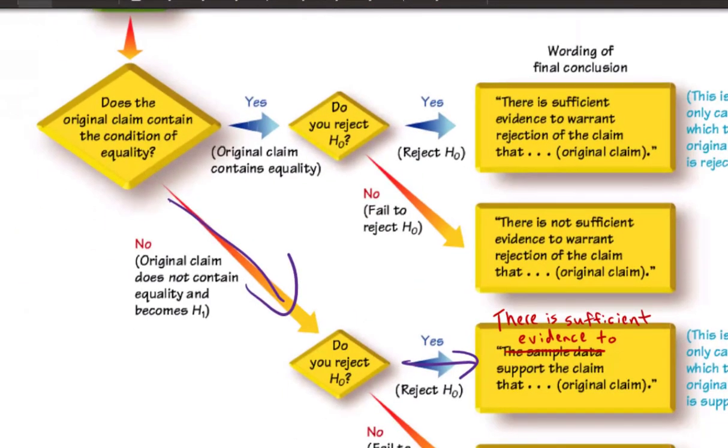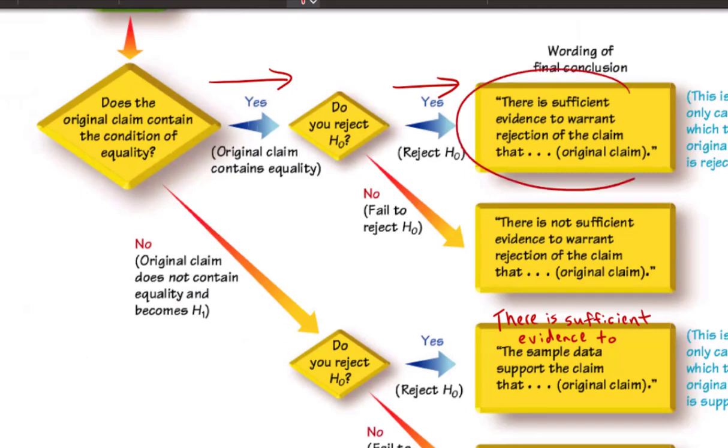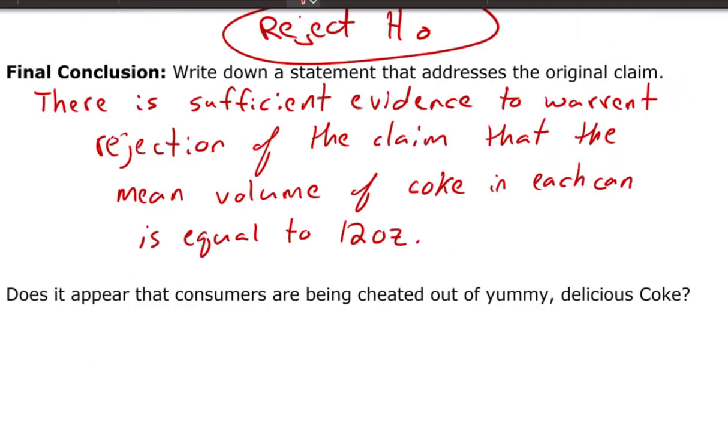Right here it says, does the original claim contain equality? Yeah, it actually did, because we're testing if it's equal to, the original claim was equal to 12 ounces, so yes, we did have equal. Do we reject the null hypothesis? Yeah, the p was low, so the null went. So you're going to say there is sufficient evidence to warrant rejection of the claim that blah, blah, blah, blah. Okay, and then you'll fill in the original claim right there. So we'll go do that below, and then I'll get back to you.